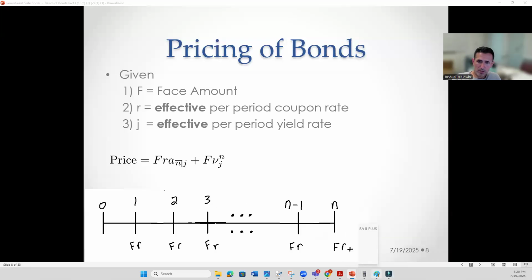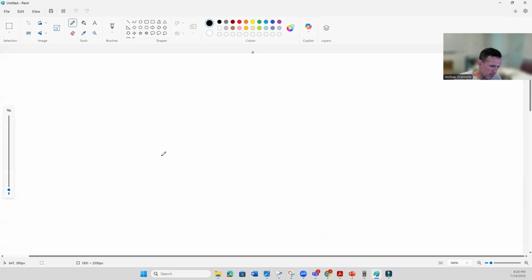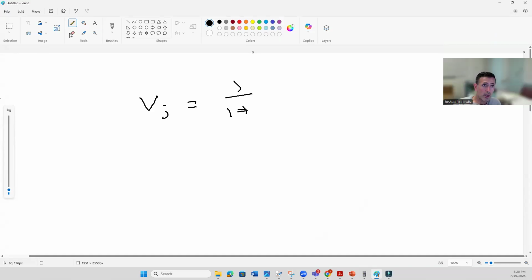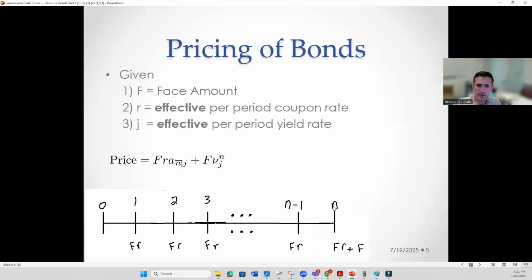And to be clear, we have two rates floating around. So I'm going to use v_J for the present value factor with respect to J. I mean, if you want to just use v, that's fine, but I just want to be clear. And so in particular, v_J to the N is just exactly what you would think it is: 1 over (1 plus J) to the N.